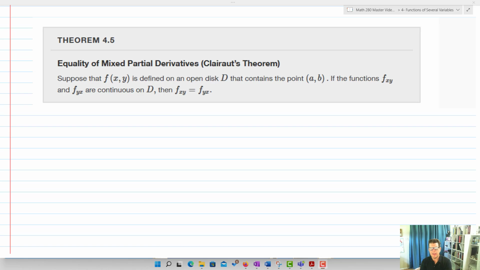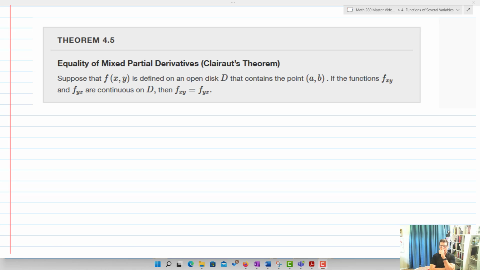So let's end this lecture on partial derivatives for two variables with Clairaut's theorem. And so Clairaut's theorem actually states that we want to suppose that f of xy is defined on an open disk D. So remember, we're not just on an open interval, we're actually looking at an open disk now. And it contains the points a, b. If the functions fxy and fyx are continuous on D, so as long as the partials are actually continuous on D, then fxy is going to equal fyx. All right? So the mixed partials will end up being equal to each other.